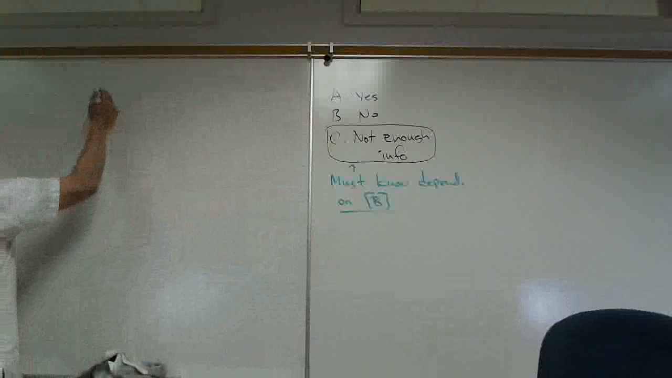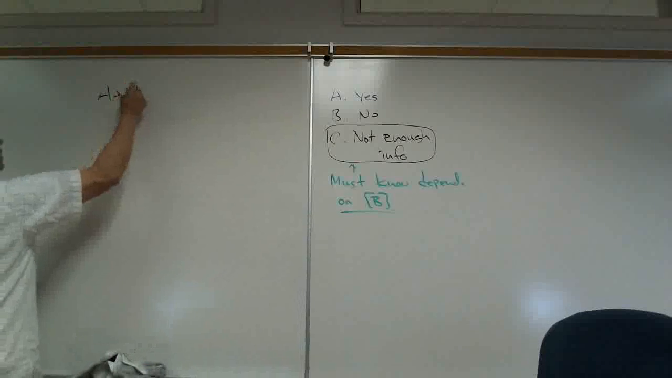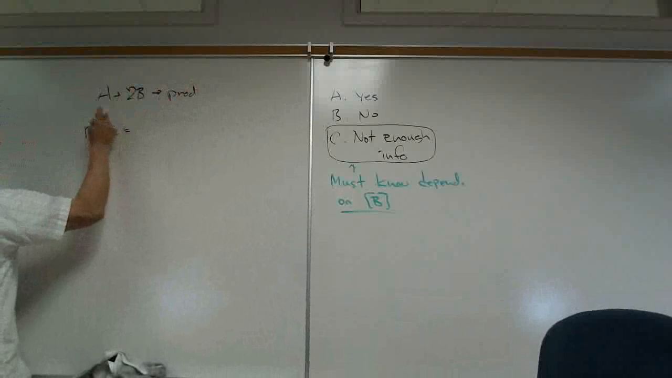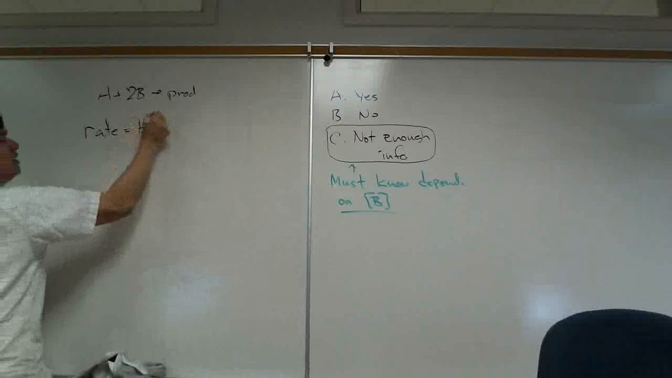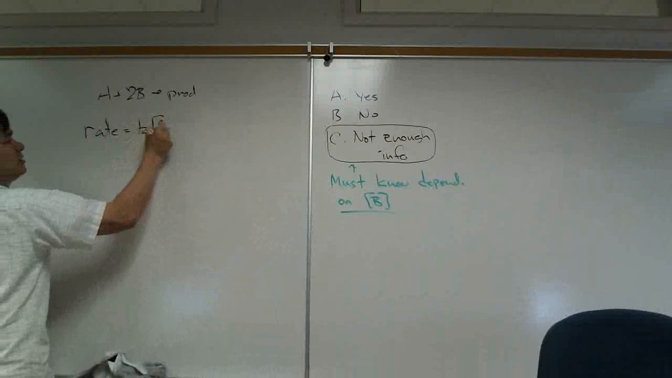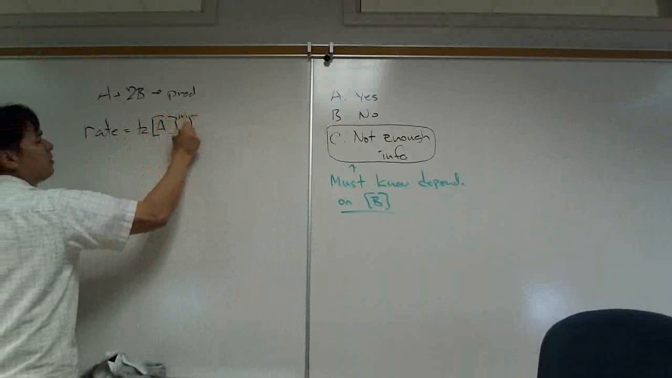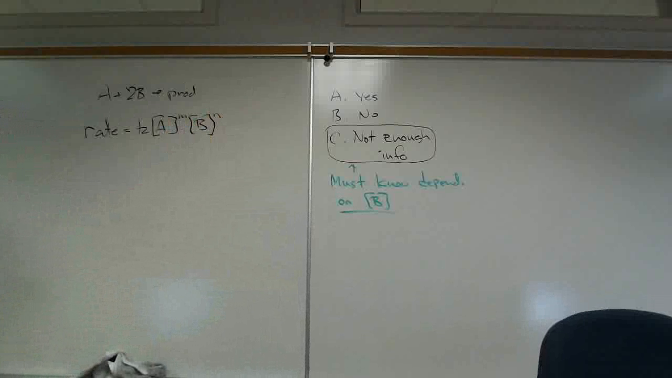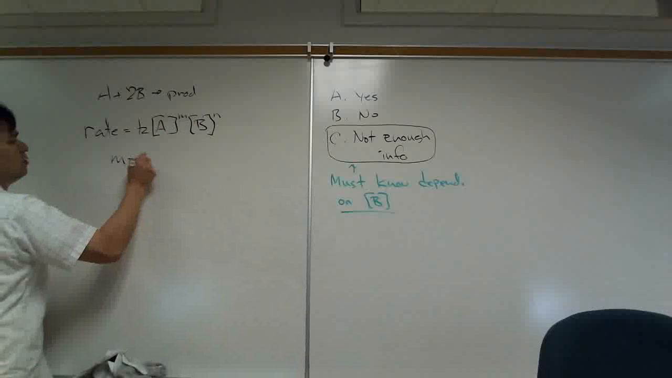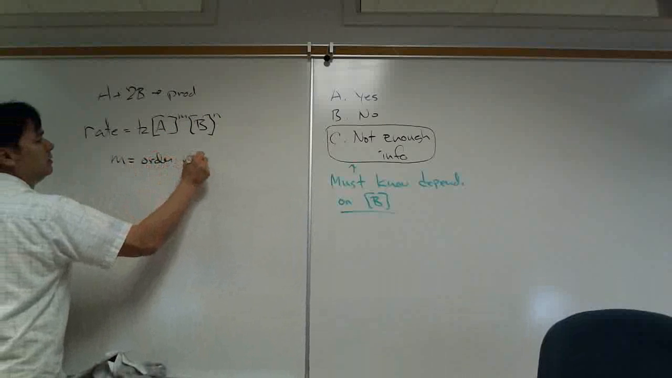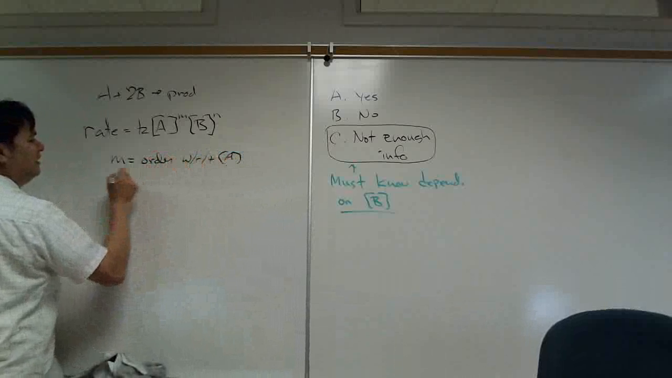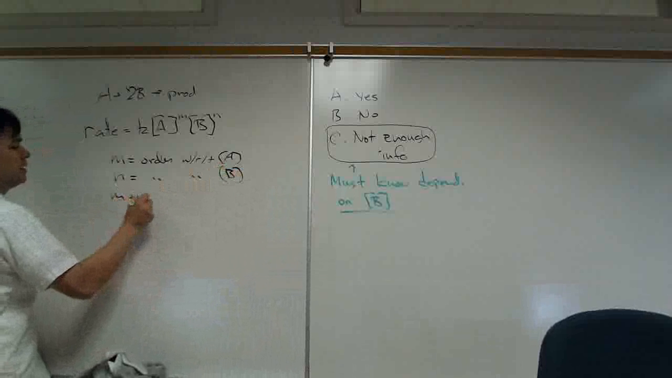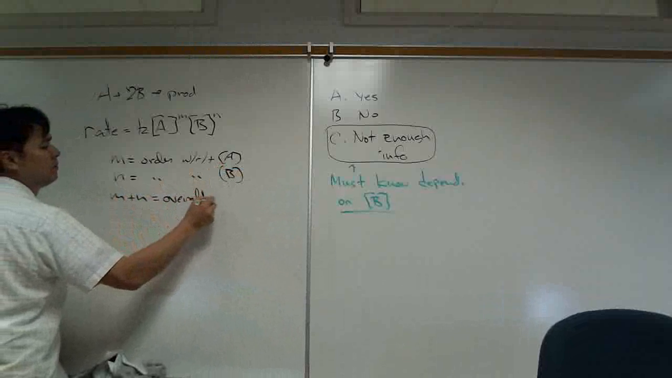When we have multiple reactants like this, A plus 2B goes to product, then the rate of the reaction depends on both the concentrations. And so the rate law is going to look like this. It's going to have the rate constant times the concentration of A raised to some power m, and the concentration of B raised to some power n, where m is the order with respect to A, n is the order with respect to B, and m plus n equals the overall order.